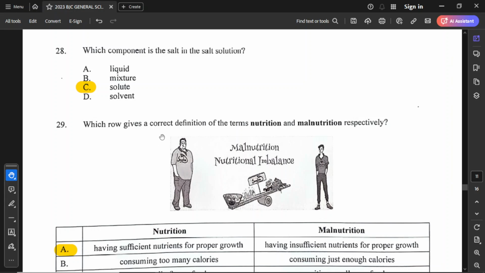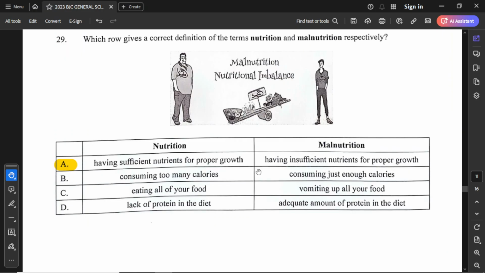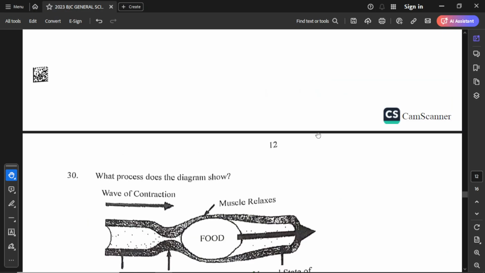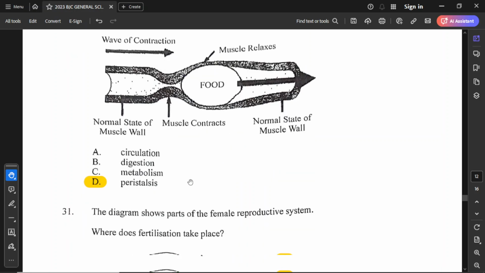29. Which row gives a correct definition for the terms nutrition and malnutrition, respectively? Nutrition is having sufficient nutrients for proper growth and development, and malnutrition is having insufficient nutrients for proper growth and development. So definitely A is the correct answer. Now question number 30. What process does the diagram show? This is food moving through a tube, which is the esophagus, and so this is peristalsis.